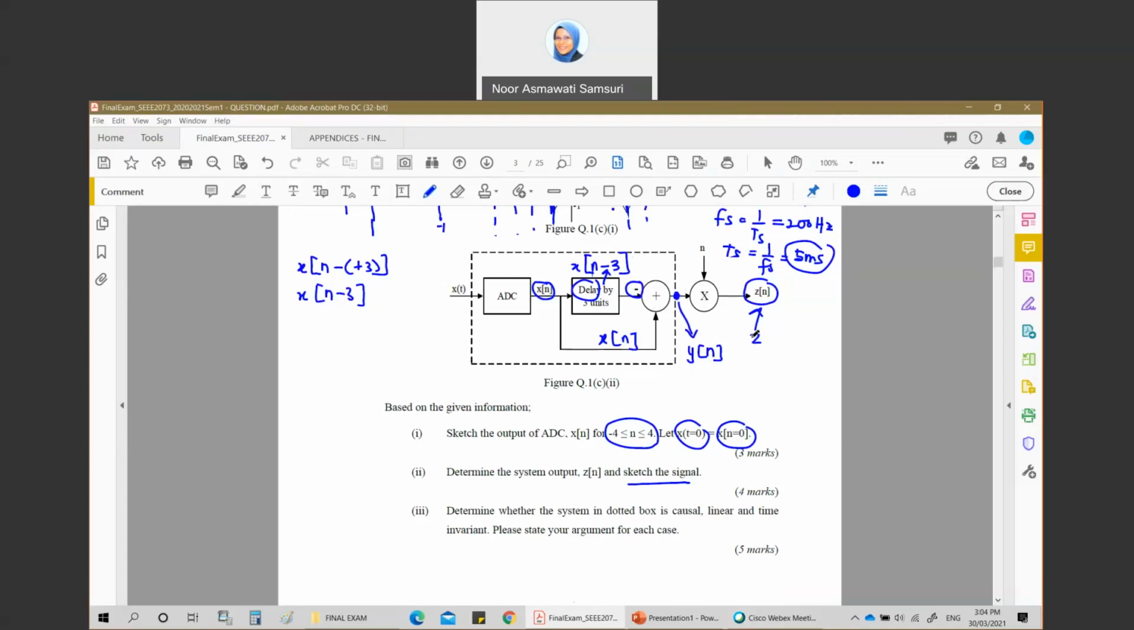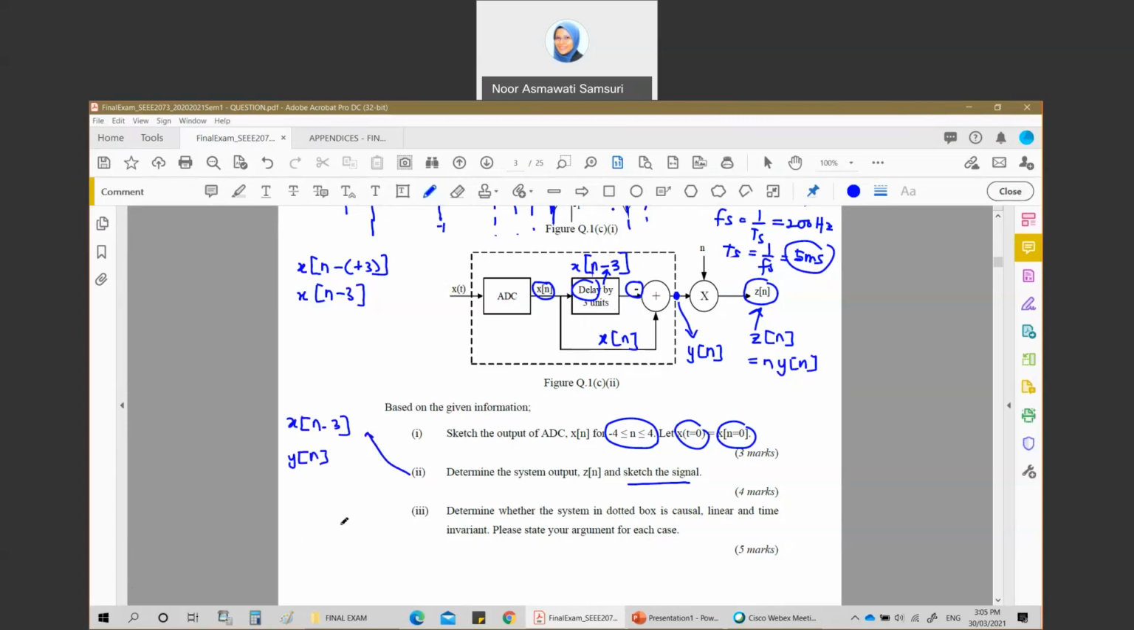So Zn here equals n Yn. Okay, all right. So the question asks you to sketch the signal Zn. You already have Xn from 1, and then delay by 3 units. So you need to plot your Xn minus 3. Here you need to plot your Xn minus 3 signal, and then plot your Yn.